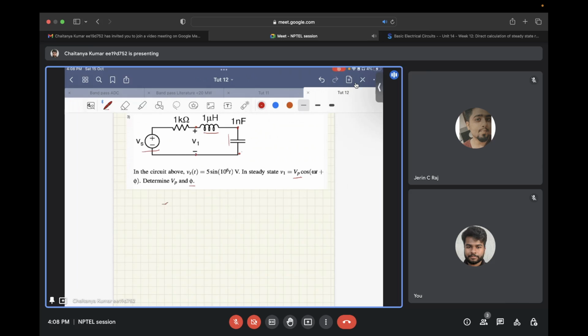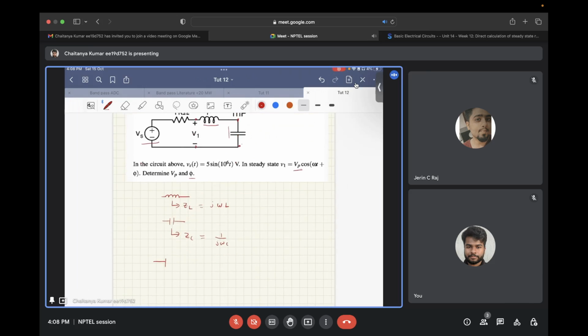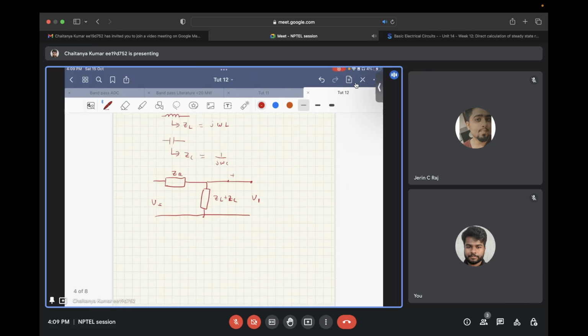How will you go about it? Again, for inductance, the impedance ZL is equal to j omega L, and for capacitance, the impedance ZC is equal to 1 upon j omega C. So what we have over here is the circuit looks as follows. This is ZR, and this is overall ZL plus ZC, and here you need to find out the output, that is V1, from Vs to V1.